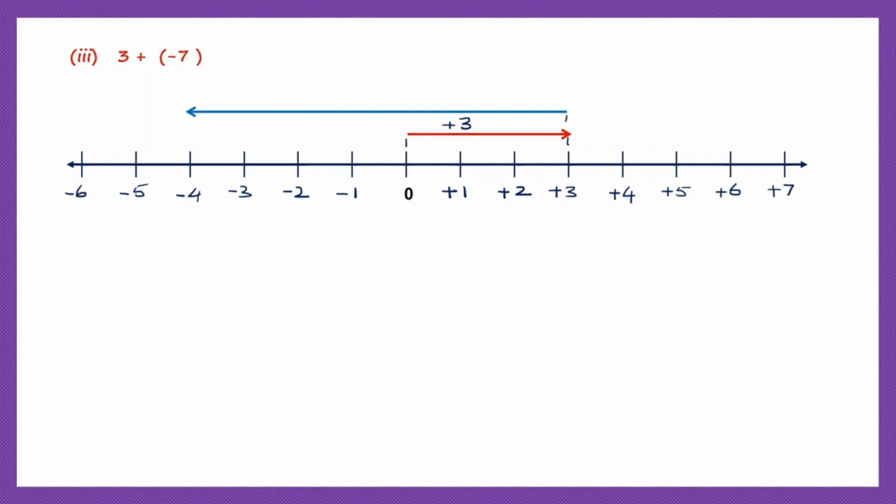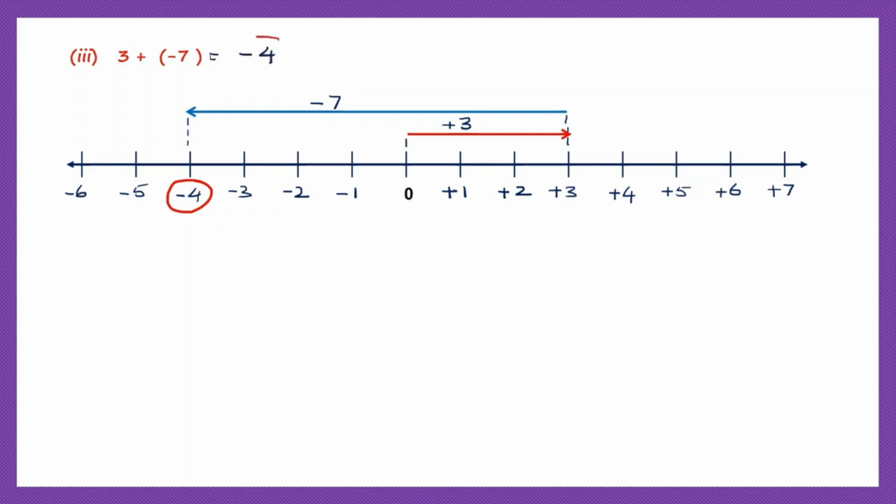We started from plus 3 and we have ended at minus 4 because we did minus 7. We moved 7 steps to the left. So now we've got our answer. Our answer here is minus 4. So let's write that answer there. So here this is minus 4.